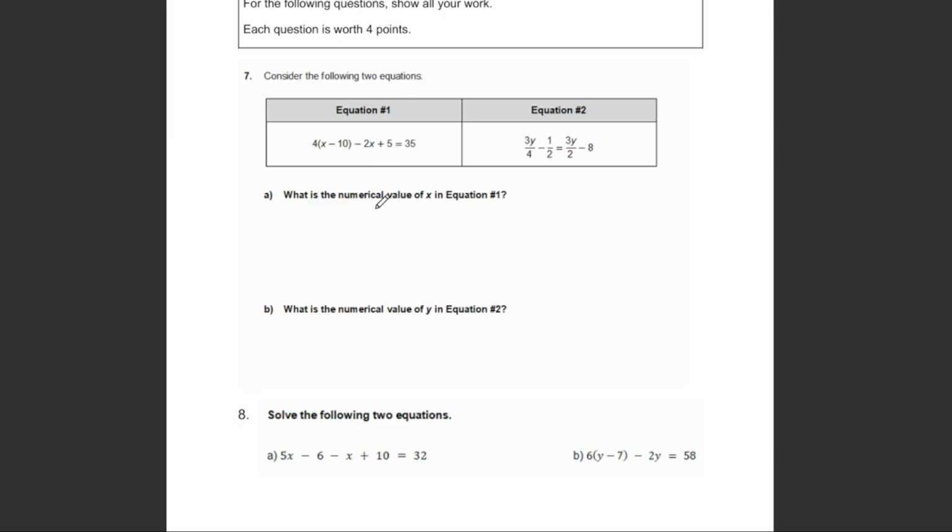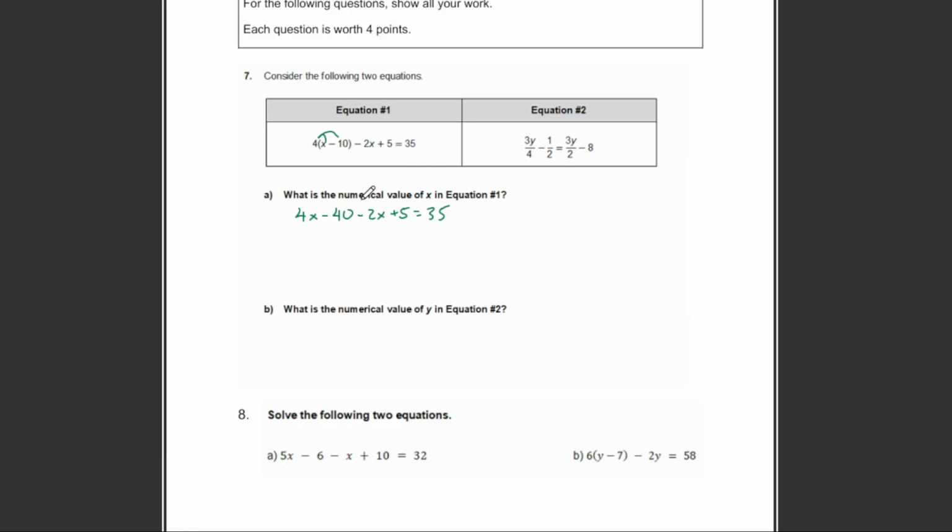Okay, so let's look at equation 1. Step 1 here is just to distribute, okay? We have brackets here, so let's distribute. The number in front of the brackets gets multiplied to both things on the inside. So 4 times x is 4x. 4 times minus 10 is minus 40. And we still have that minus 2x plus 5 equals 35.